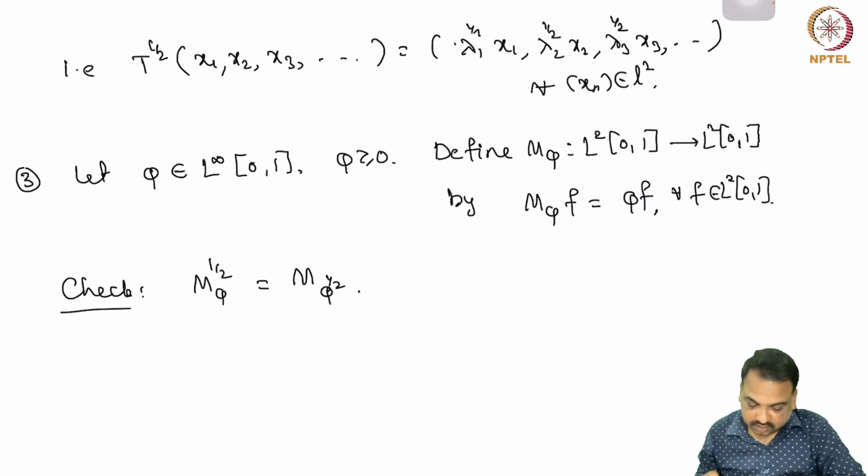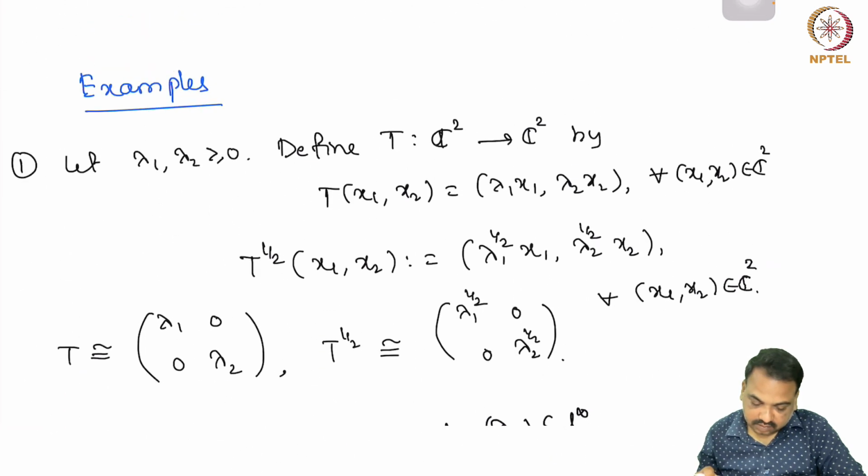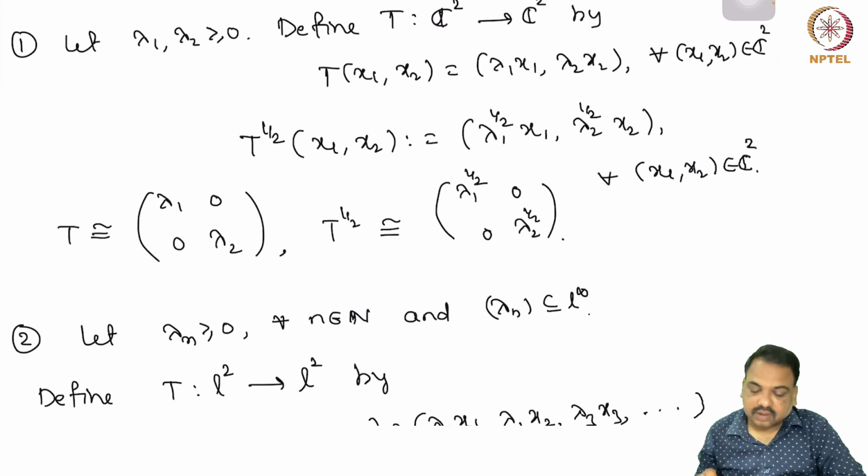Okay, so these are a few examples which illustrate the square root of a positive operator. I'll stop here. Thank you very much.